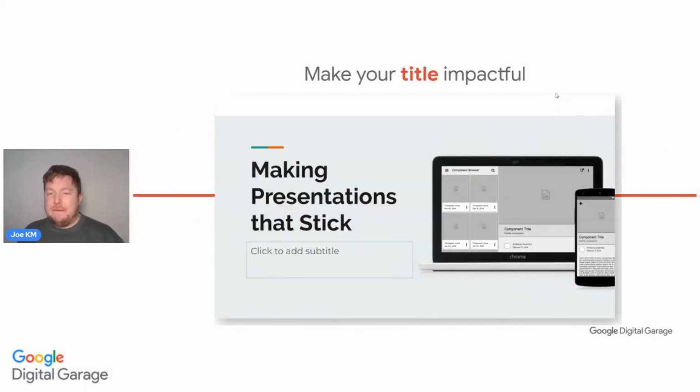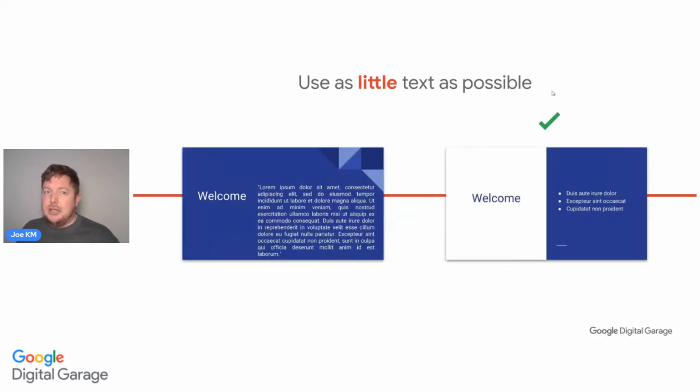Make your title impactful. Don't have that first slide, Joe's presentation on why you should pick me. It might be something like, pick me because nobody else will do better. And you've got to prove that in that presentation with a statement like that. But a big title makes people talk about it, makes people think about it, makes people, before they even start the presentation, excited.